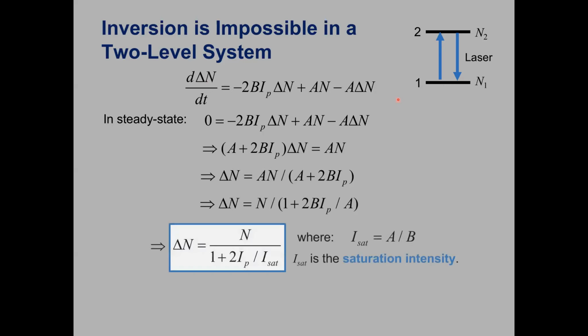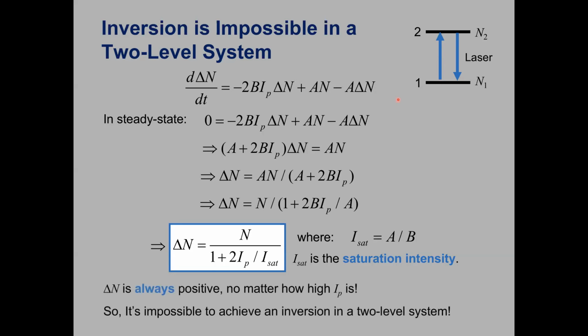And when we do that, you can simplify directly and see that delta n is going to be proportional to the total number of molecules in the medium that are actively interacting with the light, divided by a denominator where we have the intensity of our pump light source divided by this quantity, the ratio of the absorption coefficient to the emission coefficient, A divided by B. That has units of intensity, and it's called the saturation intensity. It's a really important quantity for determining whether a laser can possibly work.